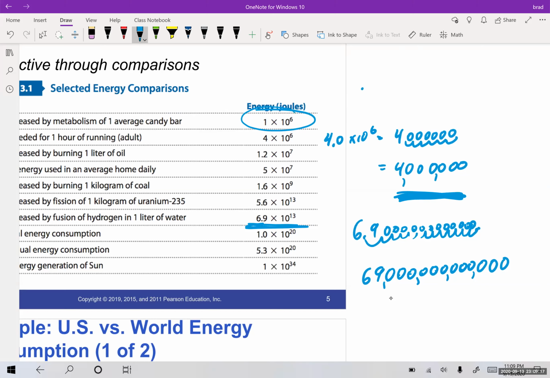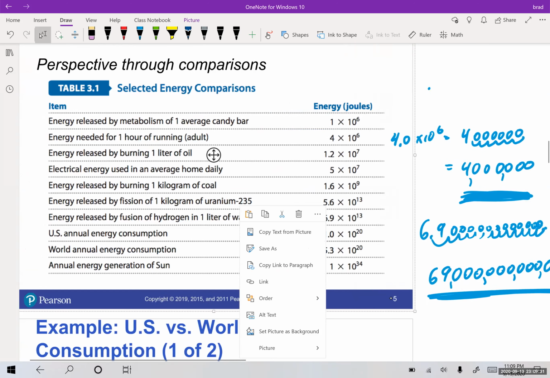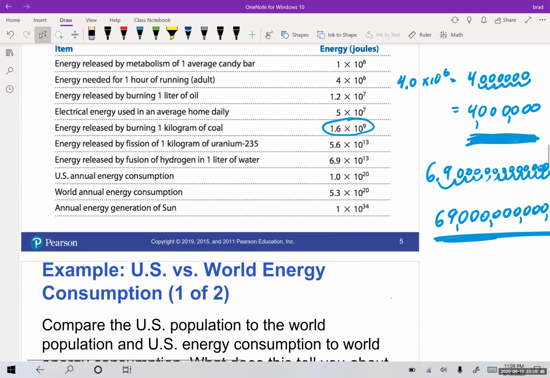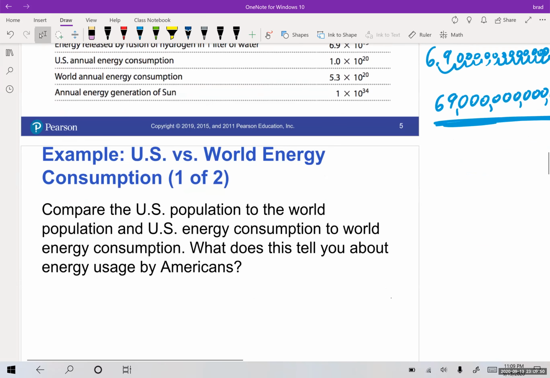Now, 4 million sounds like a lot, but when you compare it to this, it's really no comparison whatsoever. So when you jump in powers of 10 and it's drastic like that, that is a big deal. So that's what they're trying to get you to see. I'm not going to test you on, can you reproduce this table or anything like that, but they're just trying to show you energy released by burning 1 kilogram of coal, 1.6 times 10 to the 9th. You know, it's a decent amount. We would have to do a conversion into pounds to see how much that actually is, or in terms of tons.